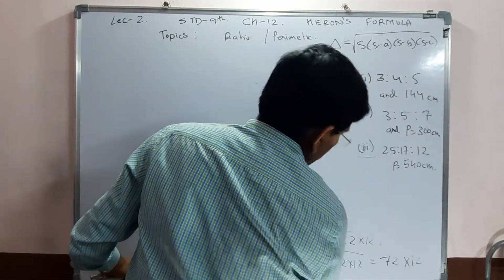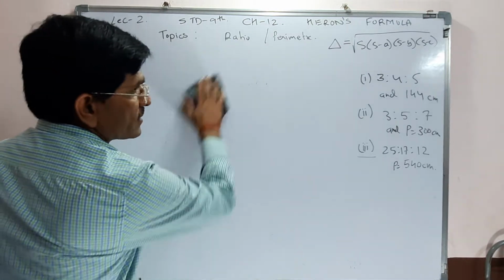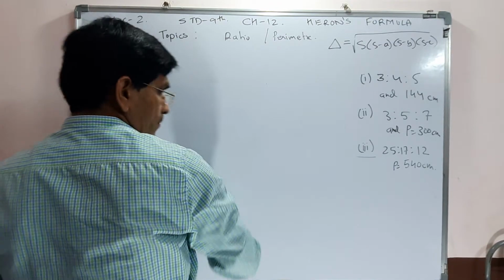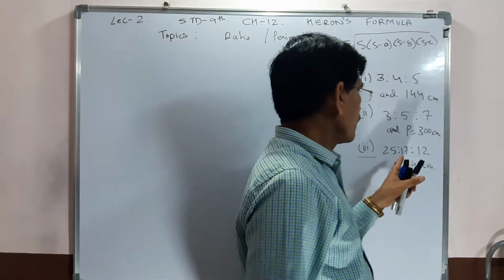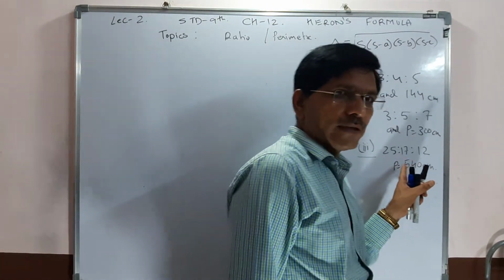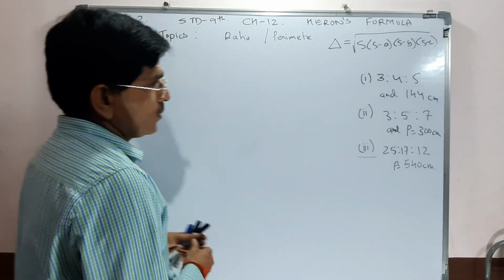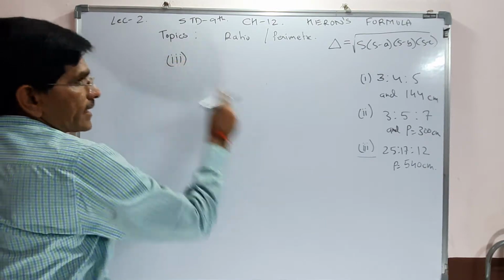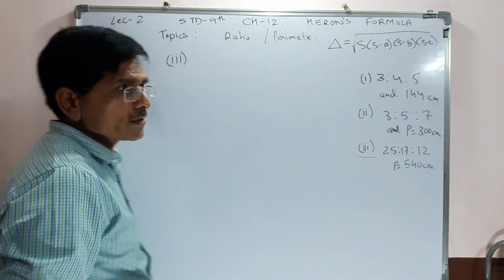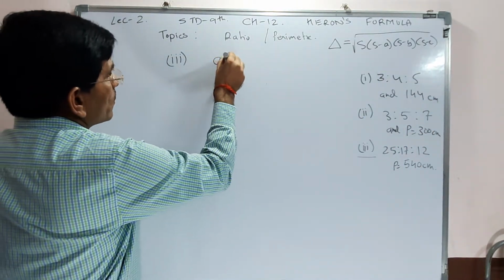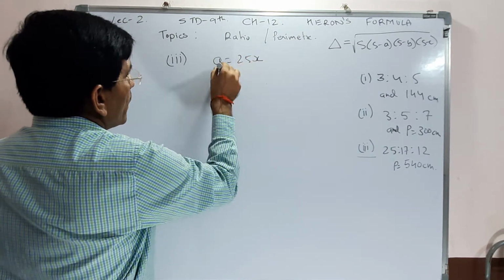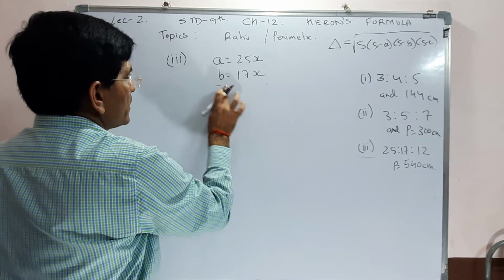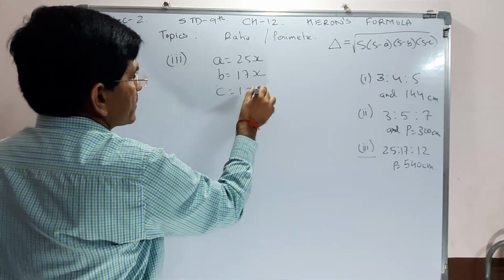Here, now one more sum that we have to discuss, that is the ratio 25 : 17 : 12, which is also in your textbook. So that I am doing as the third sum. The second sum, do it yourself. So a is equal to 25x, b is equal to 17x, and c is equal to 12x.